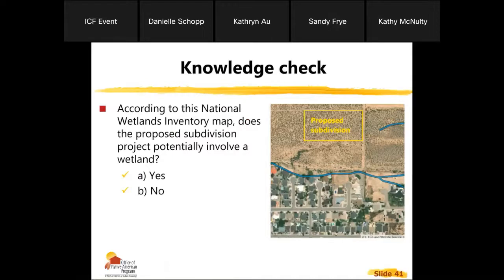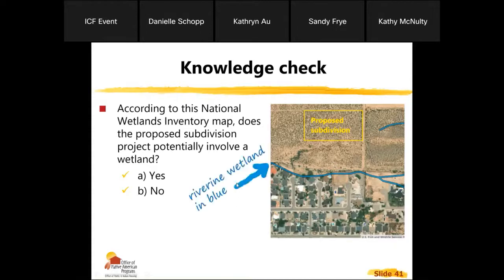Okay, so to apply that to this knowledge check, here is a National Wetlands Inventory map. According to this map, does the proposed subdivision, which is in yellow on the top part of the image, potentially involve a wetland? Yes or no? And for a lot of you, this might be the first time you've ever looked at this type of map showing this type of wetland.